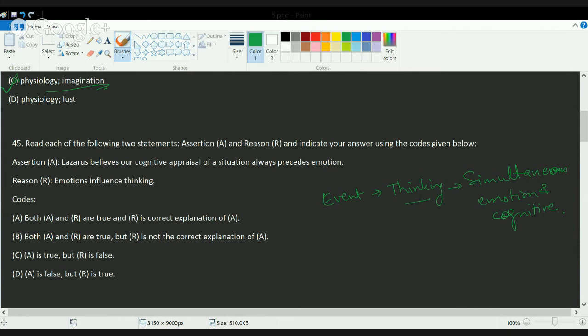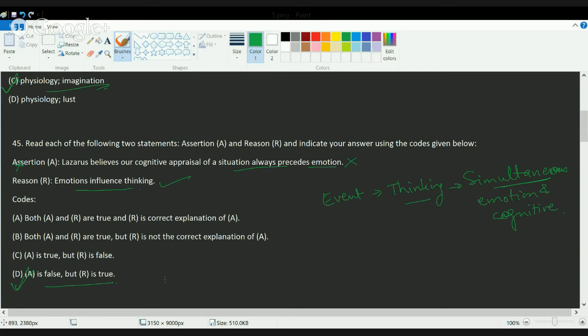Okay, so this response is simultaneous in nature. What is explained here is that the situation precedes the emotion. That is incorrect because both of them are simultaneous in nature. So I can say the assertion is incorrect, but the reason says emotions influence thinking and vice versa. Thinking influences emotions and emotions influence thinking. Both the statements are correct. So the reason is correct here. So the correct answer would be: A is false and the reason is true.